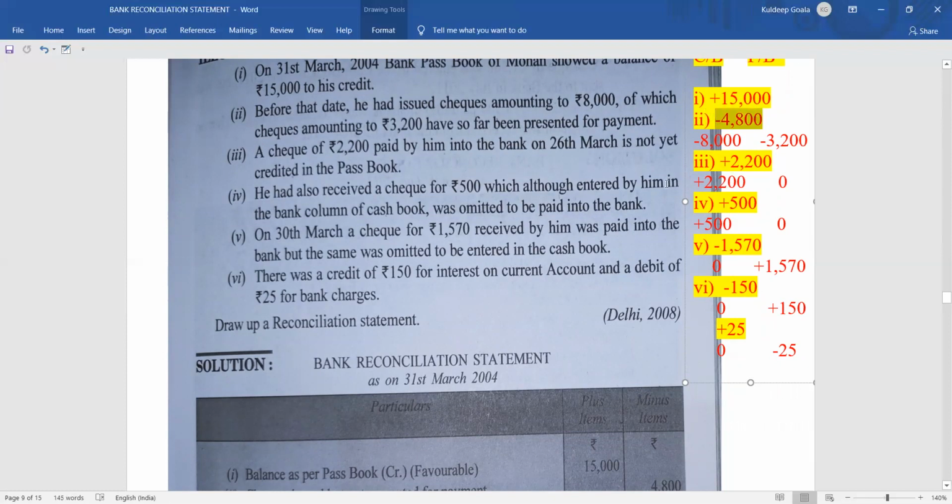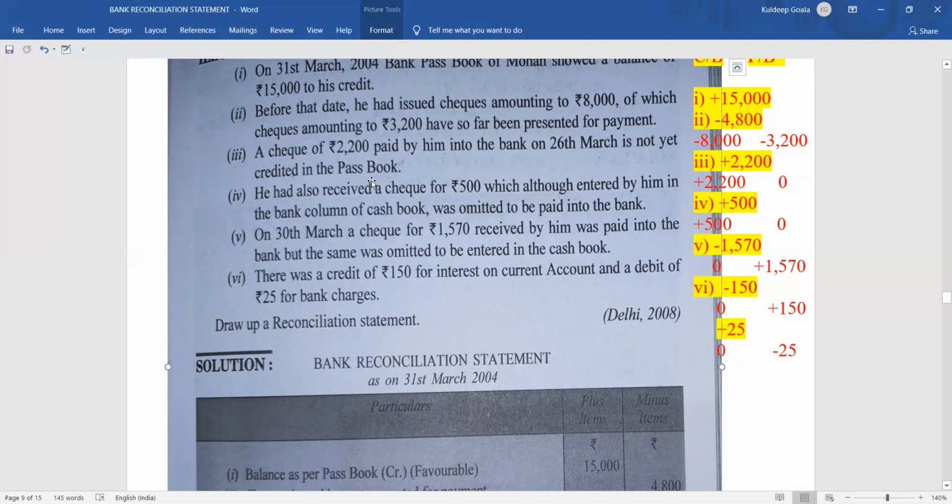This is the one. Okay, now coming to the third point, a check of 2,200 paid by him into the bank. 2,200 rupees was paid by him, but has been deposited by him in the bank, is not yet credited. So what will you write? It's plus or minus? Plus.